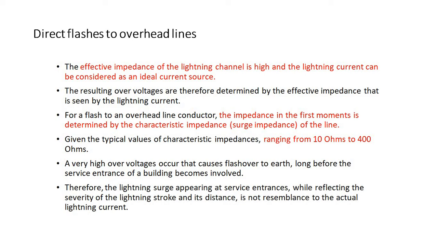Next one, direct flash to overhead lines. The effective impedance of the lightning channel is high and the lightning current can be considered as an ideal current source. The resulting overvoltages are therefore determined by the effective impedance that is seen by the lightning current. For flash to an overhead line conductor, the impedance in the first moment is determined by the characteristic impedance, that means surge impedance of the line, given the typical value of characteristic impedance ranging from 10 ohms to 400 ohms.